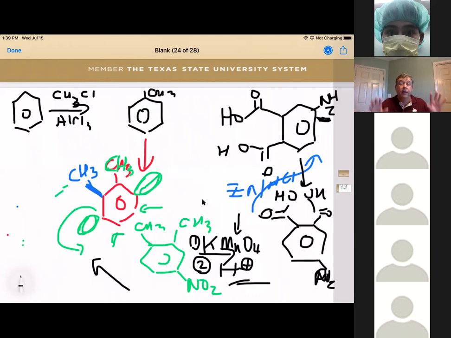So get your head around ortho-para direction, activation, deactivation, and then trying to pick and choose which path we need to choose. That's what we'll work on a little bit tomorrow. We'll try to get those ortho-para directors and the activator, deactivator down before then, and that'll make the exercise tomorrow a little bit easier.